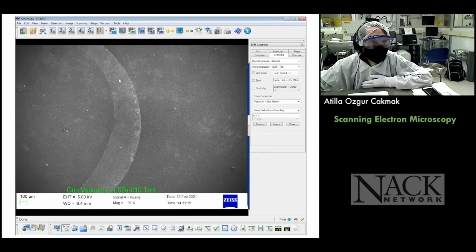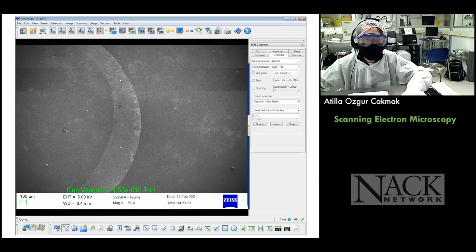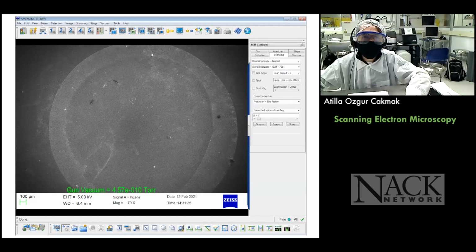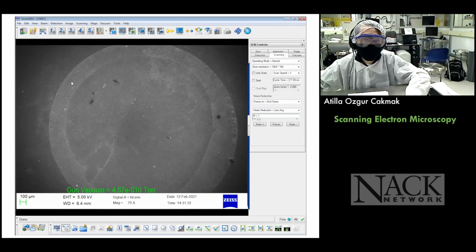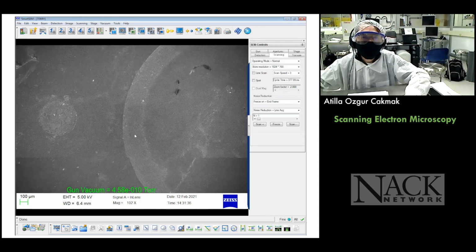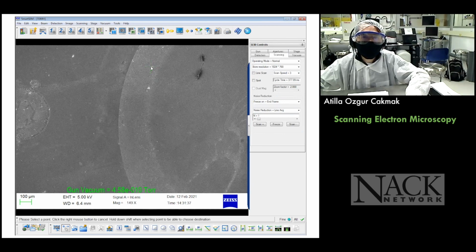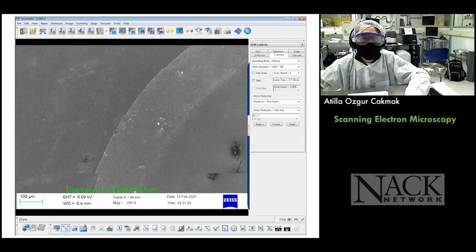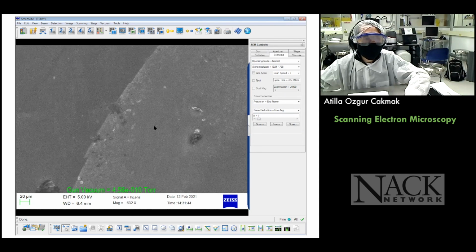Now, this is something that we're all familiar with. This is the good old coffee stain. What happens? When you put a droplet of gold nanoparticle solution from a micropipette, the water dries out very quickly and leaves this area, the coffee stain. And the nanoparticles are mostly found in this coffee stain area. So I'm zooming in.